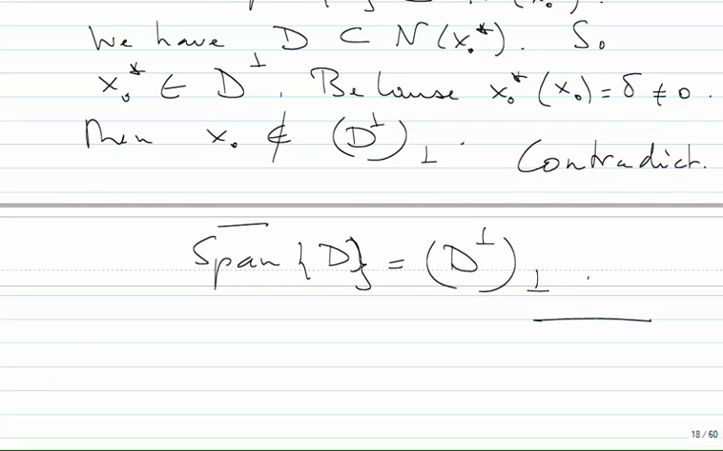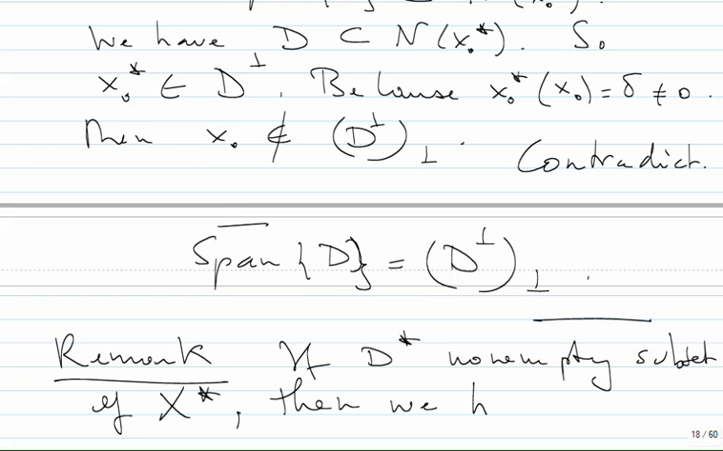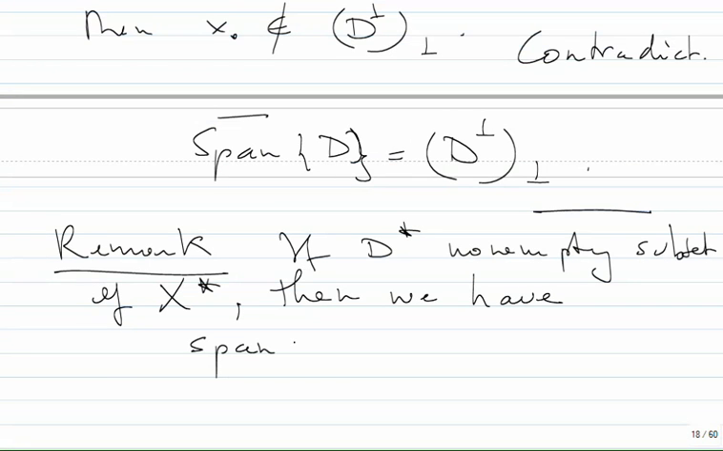Remark: one will ask, what happens to a subset of the dual space? If D star is a non-empty subset of X star, then we have the span closure of D star is included in D star orthogonal. So this is true. What is not true is the other way around.